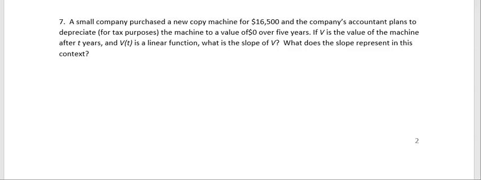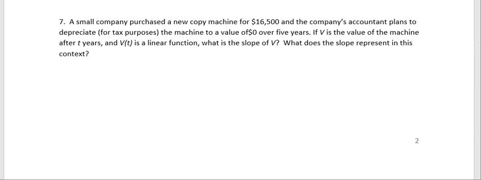A small company purchased a new copy machine for $16,500, and the company's accountant plans to depreciate, which means to devalue, for tax purposes, the machine to a value of $0 over 5 years. If V is the value of the machine after T years, and V of T is a linear function, what is the slope of V? What does the slope represent in this context?